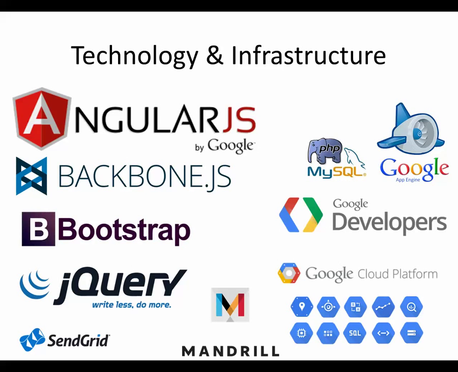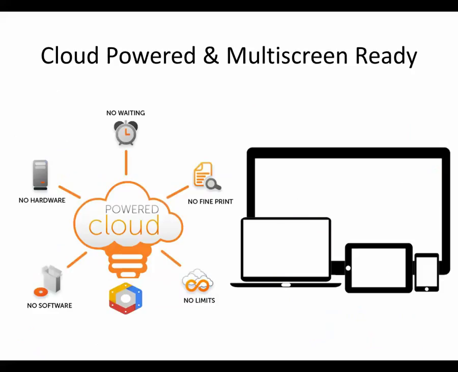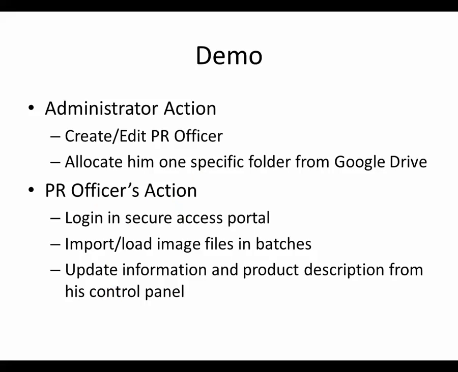The technologies that we have used are angular.js, Bootstrap, backbone.js, Google App Engine, and Google Cloud for hosting this SPA application. We have used a MySQL database. It's a completely responsive application which is ready for multi-screen, and scalability is not an issue because of the Google Power Cloud. During this demo, we will look into two specific actions.